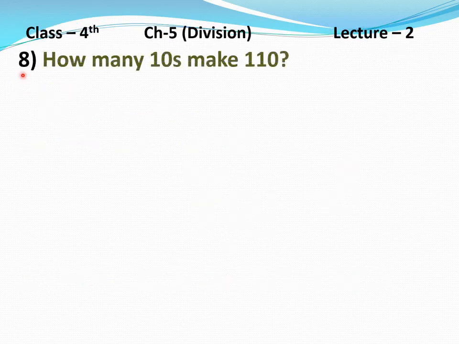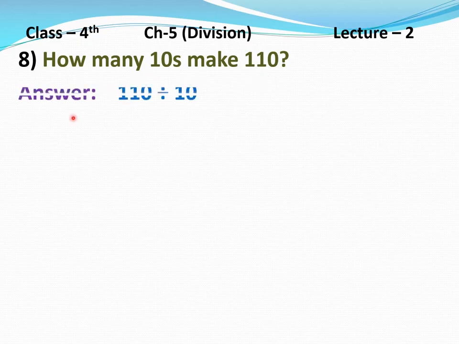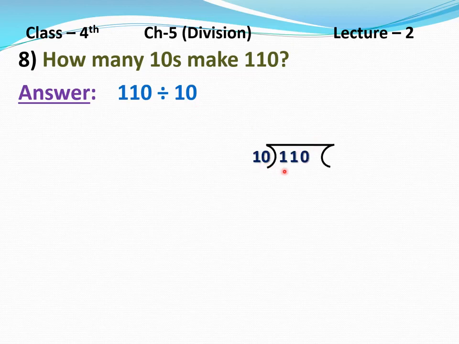Now, question number 8. How many tens make 110? Answer: 110 divided by 10. We will divide 110 by 10. Divide, write 10 here and write 110 here. See, 10 ones are 10, 10 multiplied by 1 equals 10. Write 1 here and write 10 here.